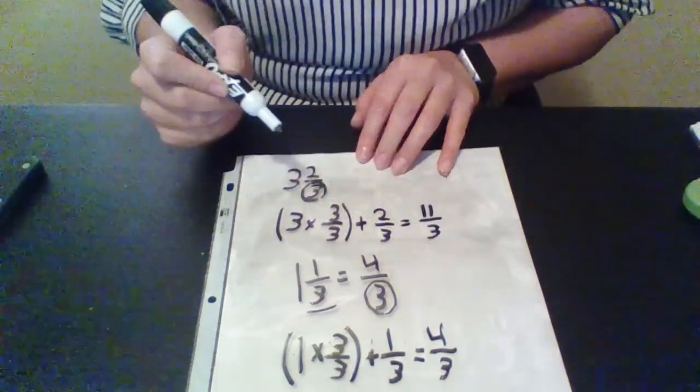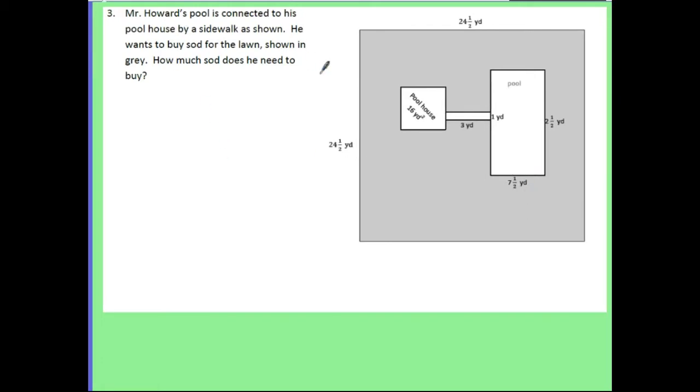11 thirds. With problem set number 3, they want us to find the area of Mr. Howard's yard and then subtract our pool area and our sidewalk and the pool house area because he's going to be laying down sod, which is kind of like carpet, but it's like grass that's been grown and you can lay it down and it grows. So he obviously is not going to want to lay sod on his pool house or on the sidewalk or the pool area, so we get to subtract that. So let's find the area of his total yard and then we can subtract those.